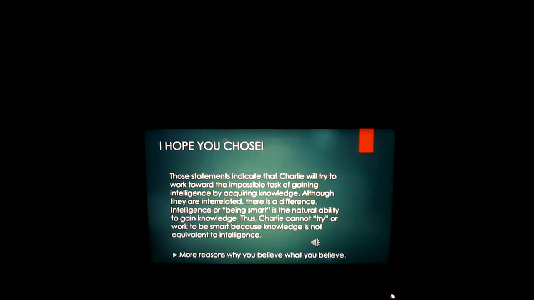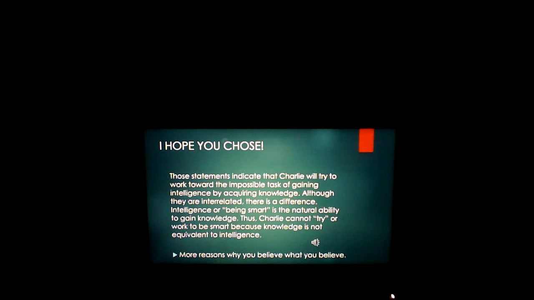Those statements indicate that Charlie will try to work toward the impossible task of gaining intelligence by acquiring knowledge. Although they are interrelated, there is a difference. Intelligence, or being smart, is the natural ability to gain knowledge. Thus, Charlie cannot try or work to be smart because knowledge is not equivalent to intelligence. This gives clear reasons why you believe what you believe. This author was clear in giving the reasons why he believes that Charlie doesn't think that there's a difference between knowledge and intelligence, that he doesn't understand that.